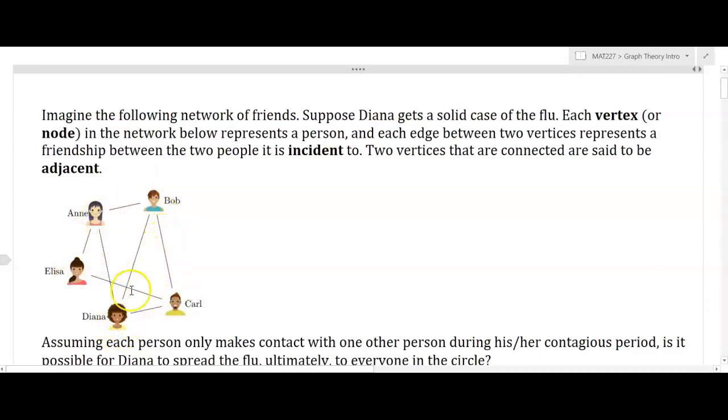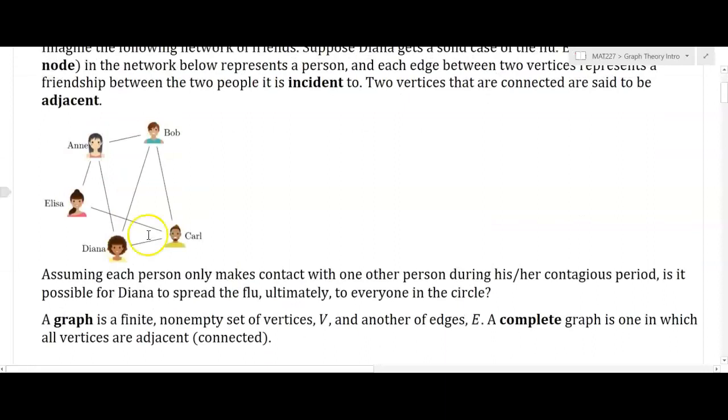And without loss of generality, we could have said Diana gives it to Bob, who gives it to Carl, who gives it to Elisa, who gives it to Anne. So you can imagine that even with 5 people, and each person only making contact with one other person, that disease can still spread.